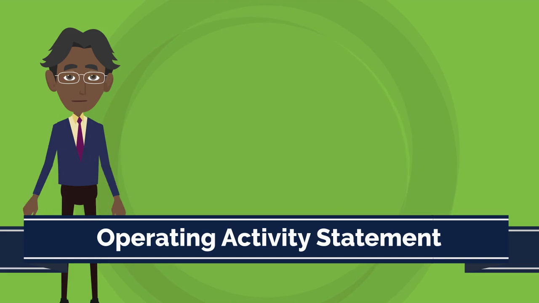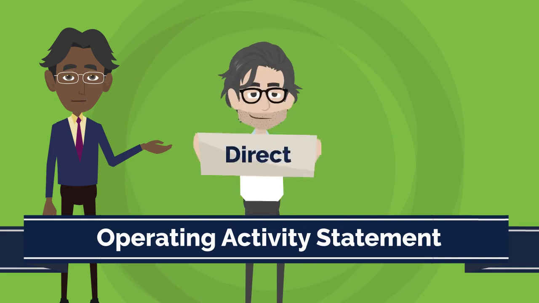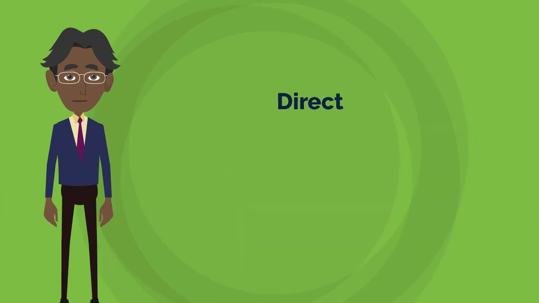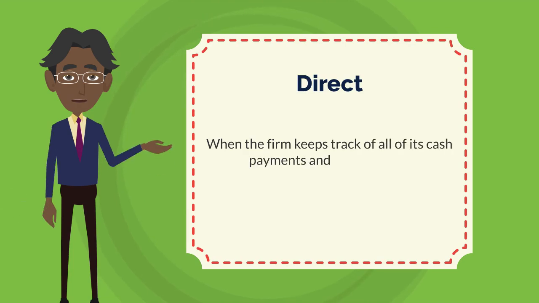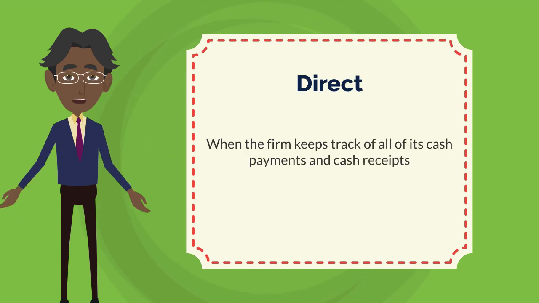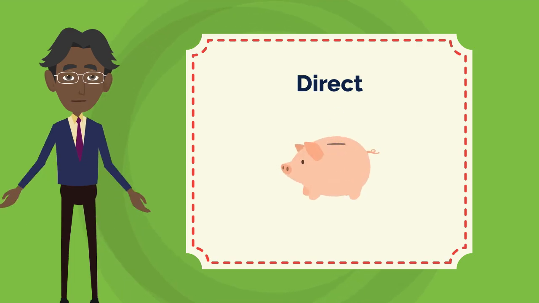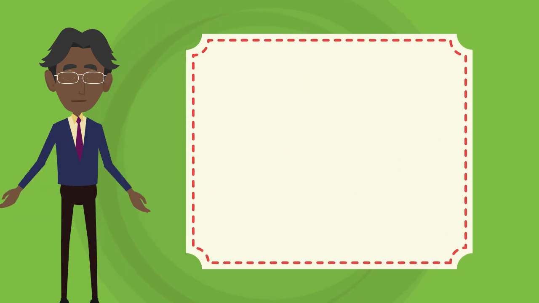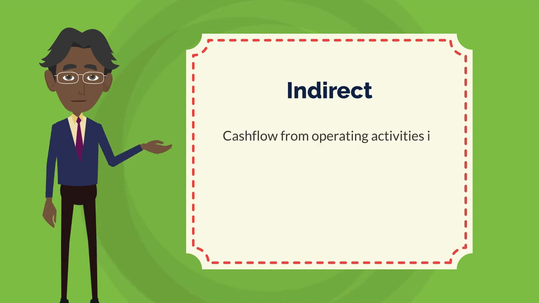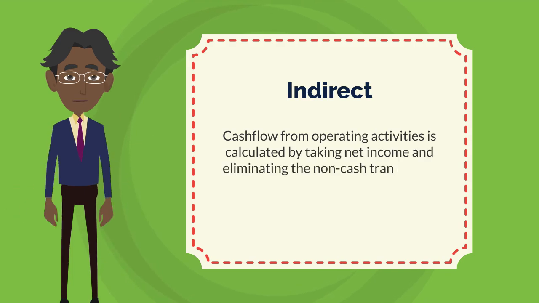In accrual basis accounting, cash flow from operating activities can be calculated using the direct or the indirect way. The direct way means the firm keeps track of all of its cash payments and cash receipts, and accounts for cash inflows and outflows by adding up all the cash transactions that way. However, most companies use the indirect way, where cash flow from operating activities is calculated by taking net income and eliminating the non-cash transactions.